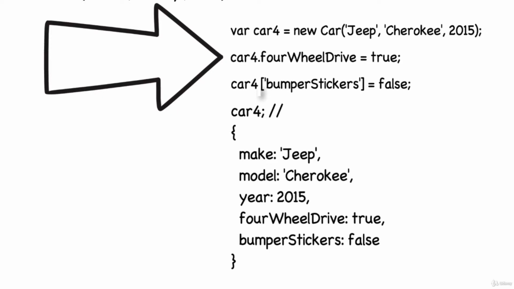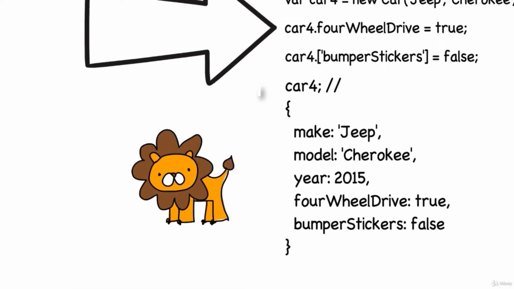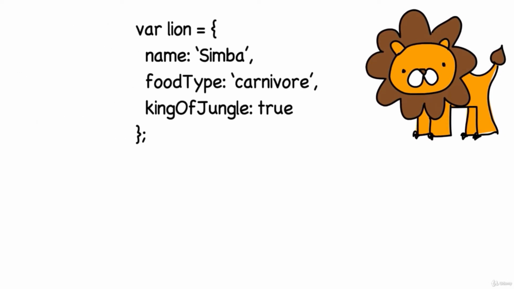Let's build a zoo. If we were to build a zoo with object literal notation, it might look something like this. By the way, I'm not a zoologist, so I'm just making this stuff up off the top of my head. First, let's add a lion. We'll give it the name Simba. I know, not very original. We'll give it a food type of carnivore and a boolean of true for king of the jungle.